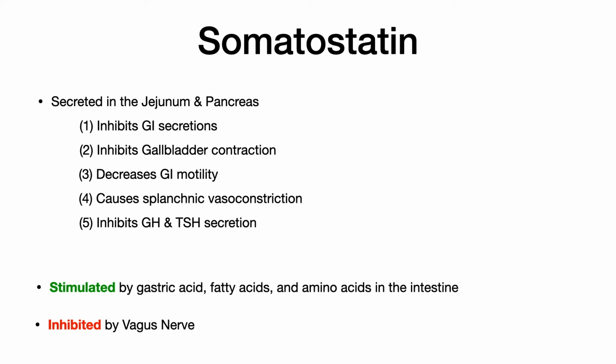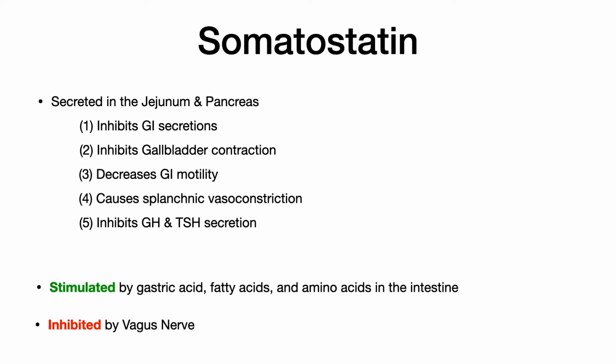Somatostatin is stimulated by gastric acid. It's stimulated by fatty acids and amino acids in the intestine because somatostatin is going to turn everything off. And so if you have all of the fuel that you need and you're absorbing it, you're getting ready to turn it all off. And so somatostatin is being released. Likewise, it's inhibited by the vagus nerve. So when you're ready to turn everything off, you're going to get increased vagal activity, and that's going to release somatostatin and turn everything off.